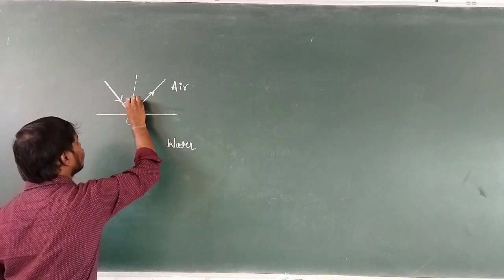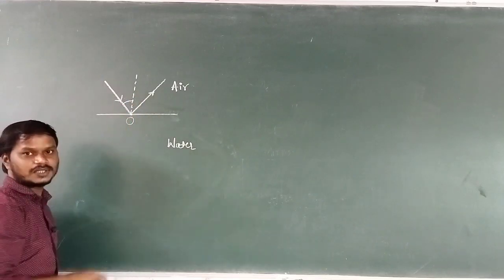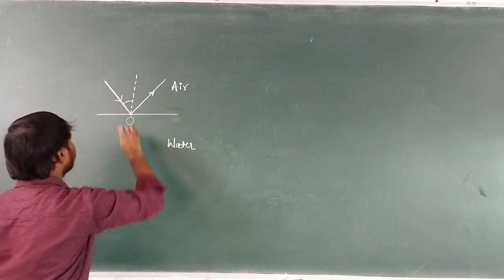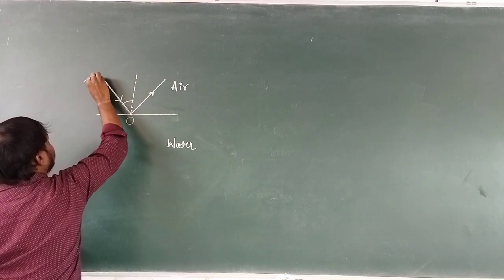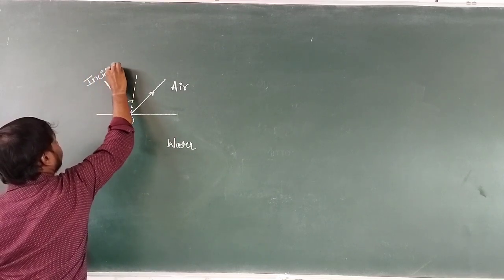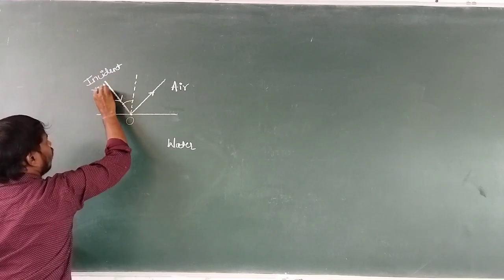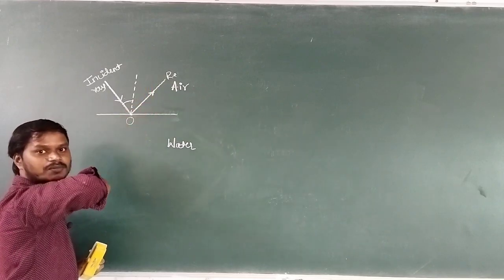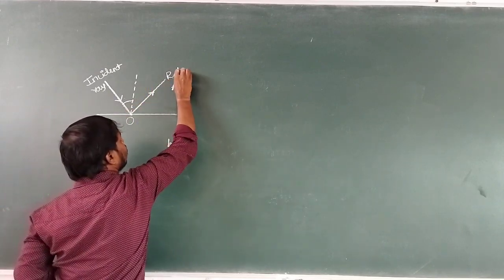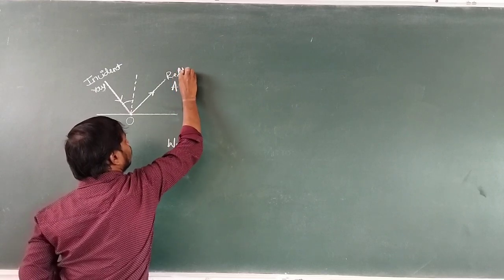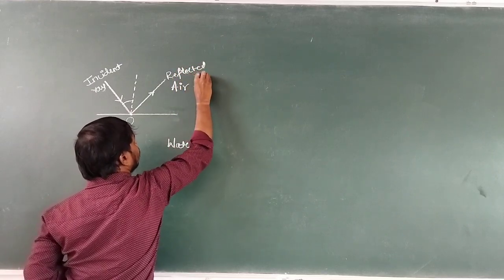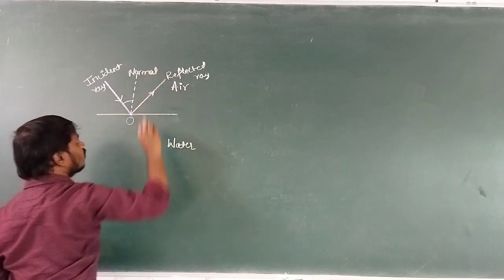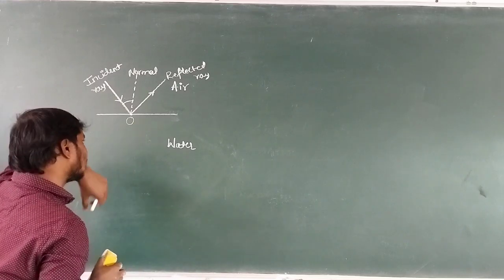This is called the incident ray because here the light is moving towards the reflecting surface. And this ray is called the reflected ray because this light is moving away from the reflecting surface. This is the reflected ray. And this is called the normal.